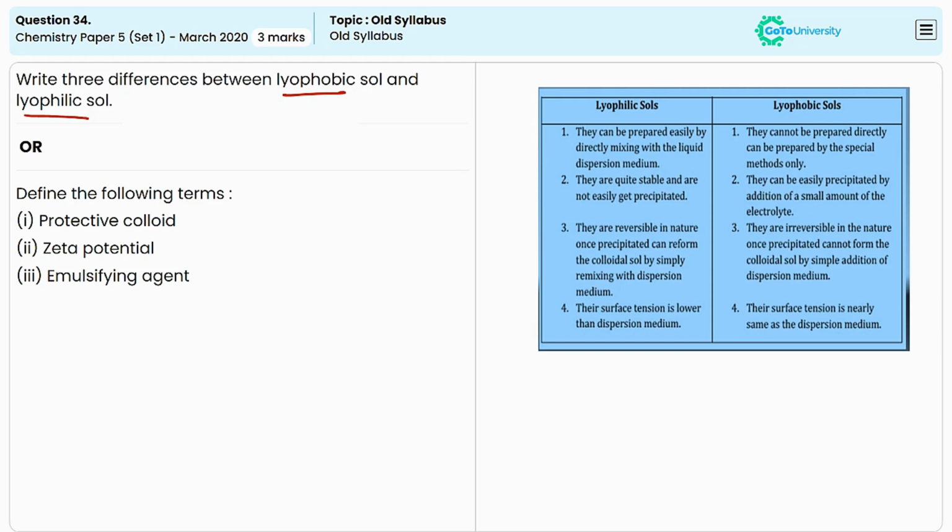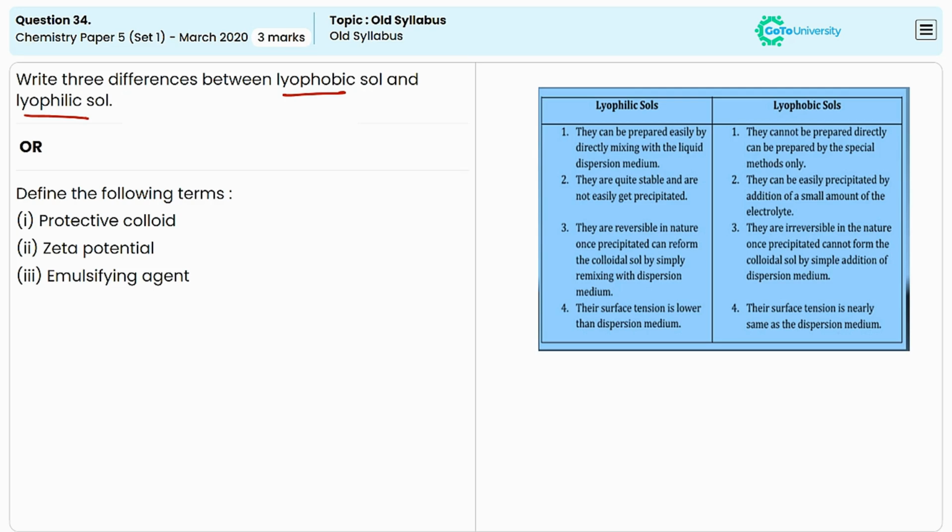The second one is lyophobic salt. These salts have little to no affinity for the dispersion medium and the colloidal particles do not interact strongly with the solvent, making them less stable. And the examples include gold or silver salts in water.